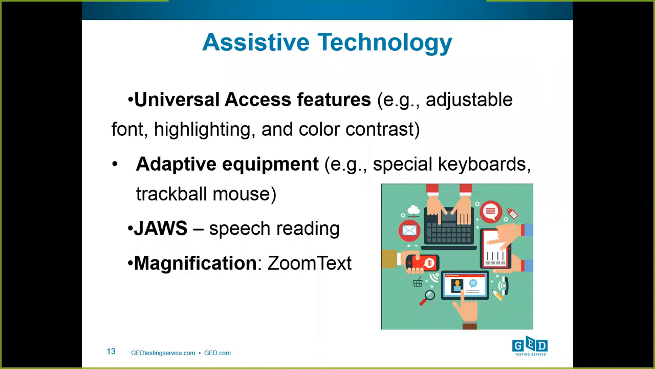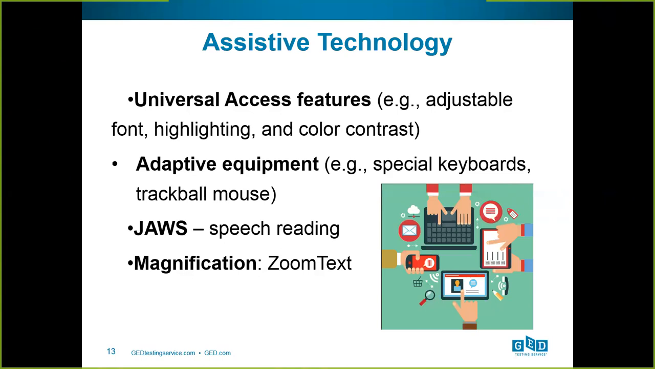And then color contrast. So candidates that might have Irlen syndrome or some other sensitivity, and they do better having maybe a black background with yellow print or some other color choices. There's about 11 different color choices that are available. If you go to the GED Testing Service website and search for color contrast, you will be able to see the different color contrast options that are available. Again, that's available when the candidate sits down to take the test, does not require approval.